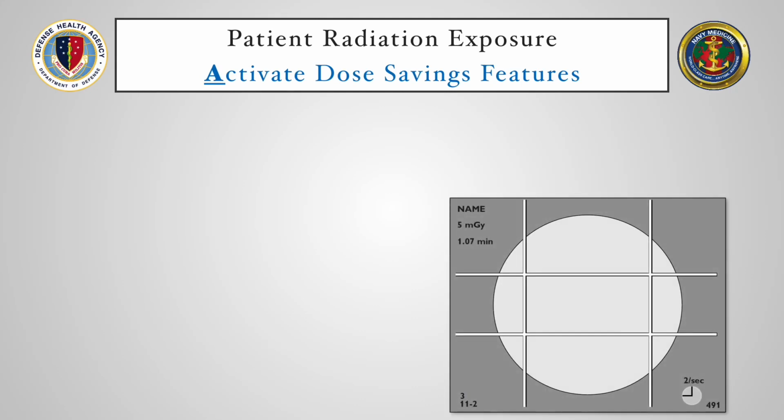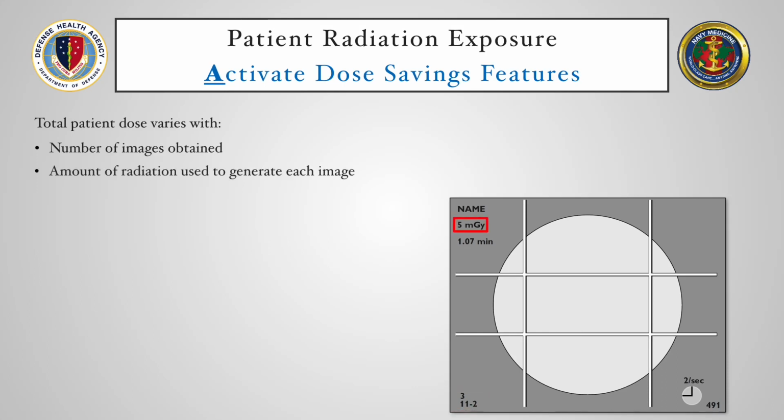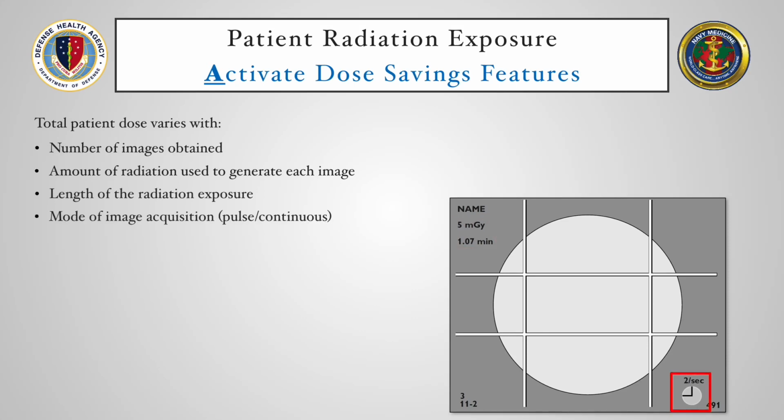The radiation dose associated with fluoroscopic procedures is highly variable and depends on a few different factors. The number of images obtained, the amount of radiation used to generate each image, the length of the radiation exposure, and the mode of image acquisition, for example, pulse or continuous. There are some features that may be manufacturer specific. Timers, for example, can be set to terminate fluoroscopy when time exceeds specific lengths. This allows facilities to stay within locally established patient exposure benchmarks.